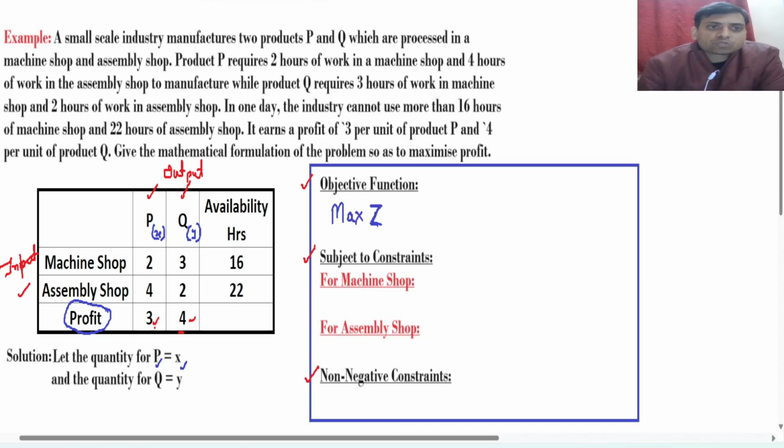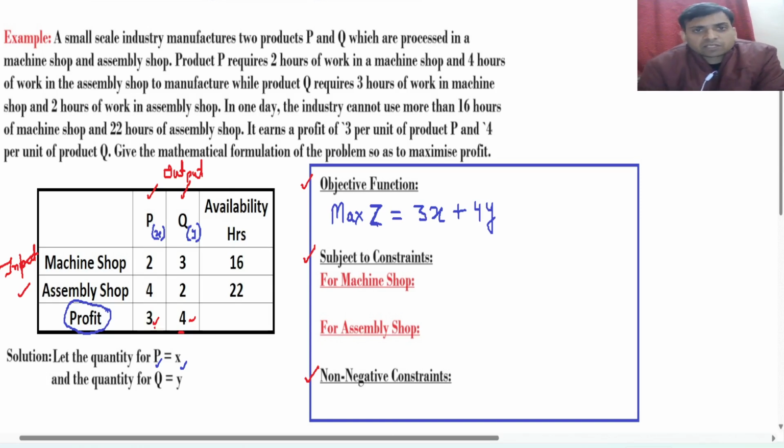Now we are producing X quantity for product P, and per unit profit for product P is 3 rupees. So total profit for this product P is 3 into X. 3 is rupees and X is quantity. So profit from product P is 3x. In the same way we can find profit from Q. We are producing Y quantity and 4 profit, so for Y quantity, profit is 4y. So this is considered as objective function. Maximum Z, maximum profit equals 3x plus 4y.